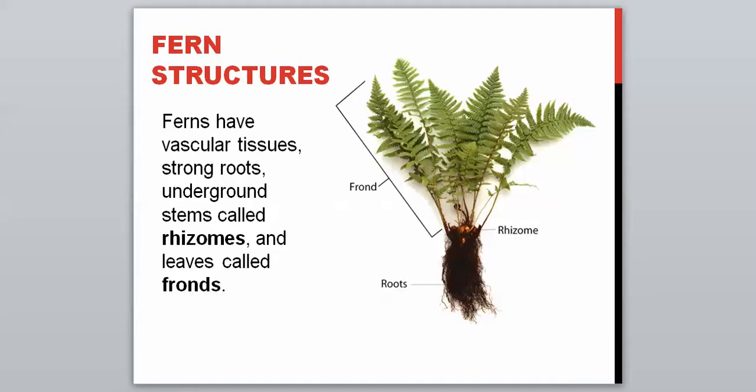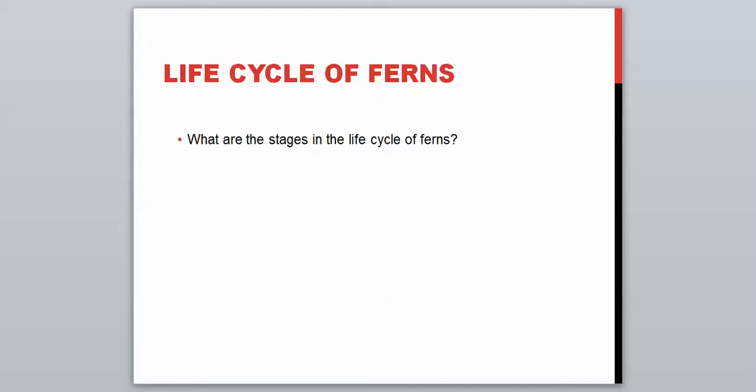And so that is the basic structure. We have a frond, root, and rhizomes, as well as, again, our leaves and our stems going up as well, but these are just some important terms in terms of ferns. So now we're going to look at the life cycle of the ferns.